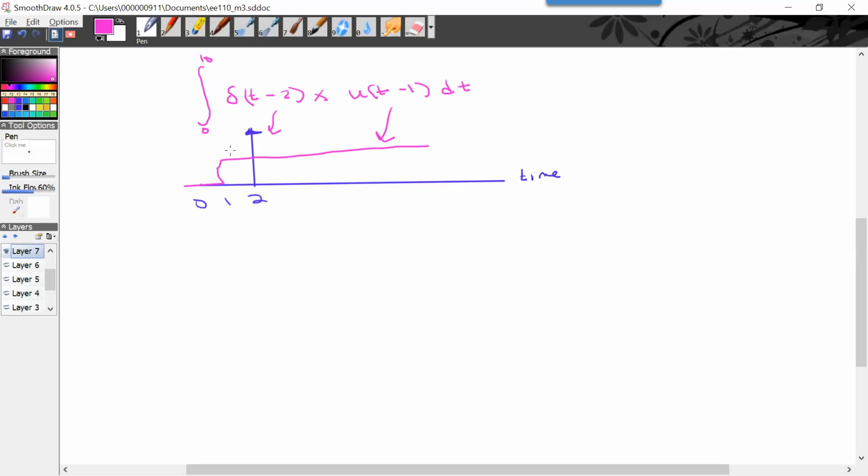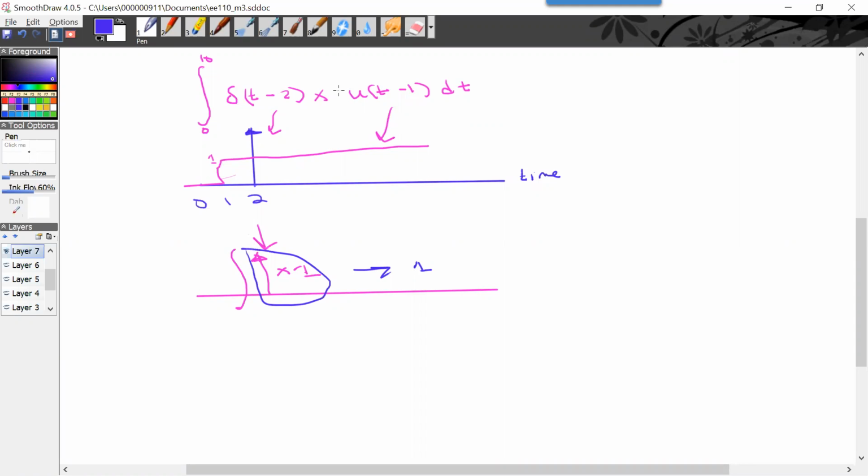Okay. So the thing is we're multiplying these together. So this is 0 everywhere else. And what we get is the delta function times 1. So in fact, it doesn't change. It only exists right at that spot. And so we're integrating a delta function times 1. And so the area would be 1.